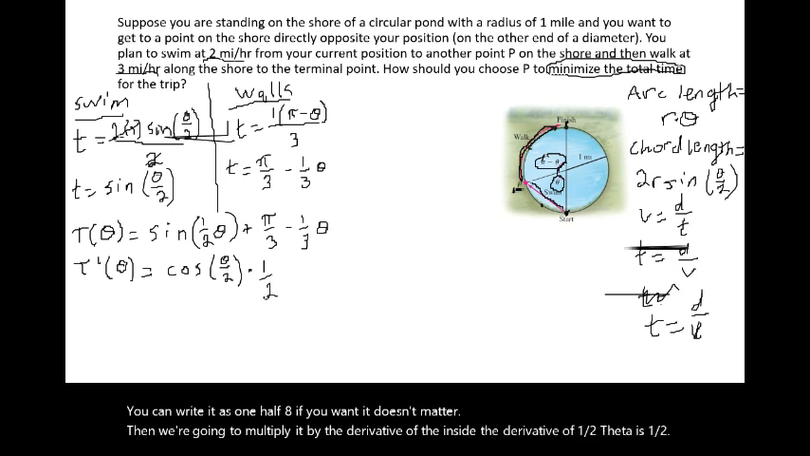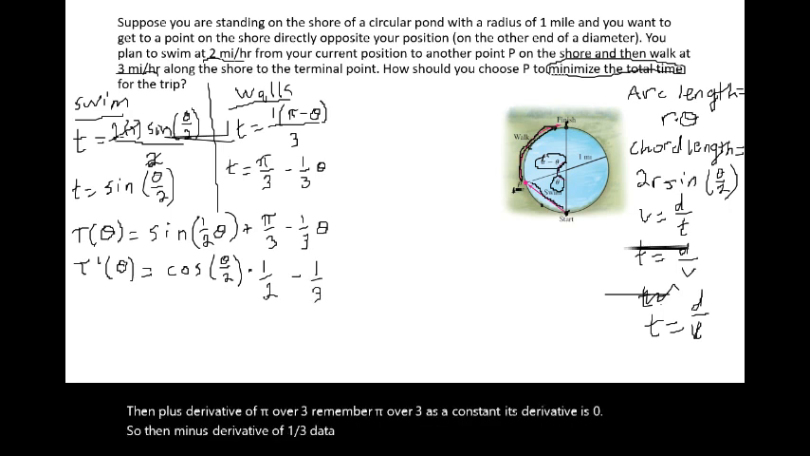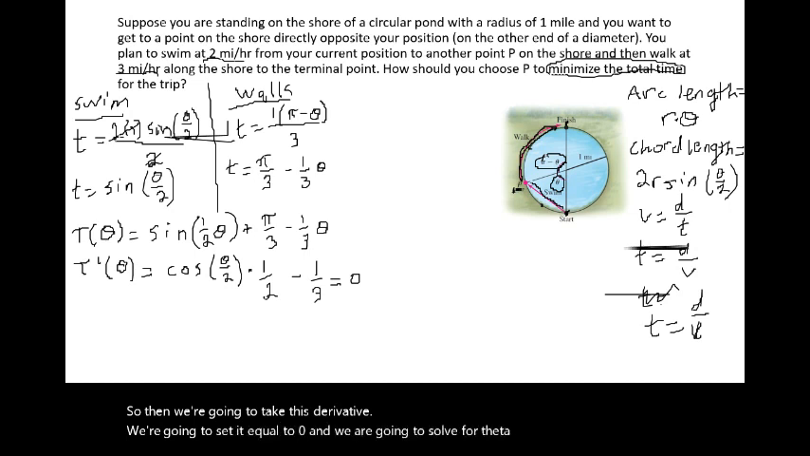Then plus the derivative of pi over 3. Remember, pi over 3 is a constant. Its derivative is 0. So then minus the derivative of 1/3 theta, which is 1/3. Then we are going to take this derivative, set it equal to 0, and solve for theta.